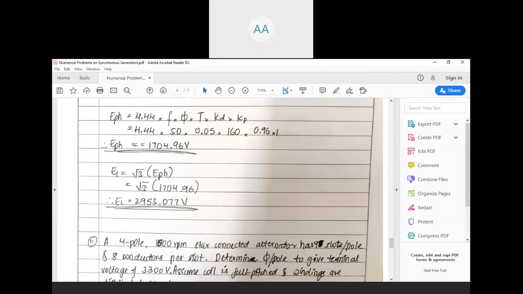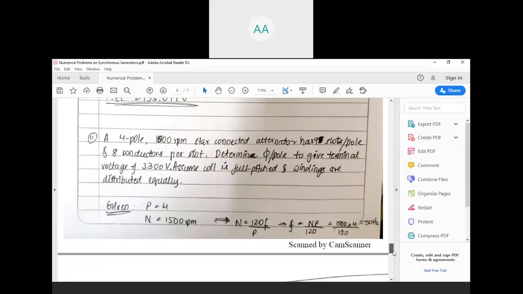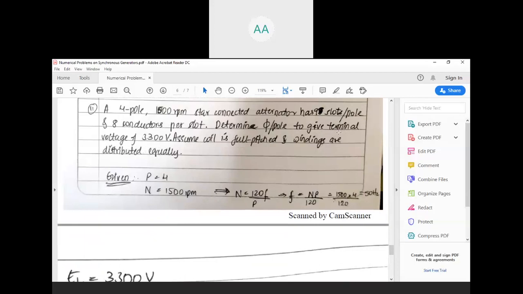So for a star connected alternator, you need to multiply the phase voltage by root 3. Again, they have mentioned a terminal voltage here. Terminal voltage 3300 volt. So you need to take it as the line voltage here. Let me go through this problem once again. A 4-pole 1500 rpm 3-phase star connected alternator has 9 slots per pole. Always remember this is 9 slots per pole and 8 conductors per slot. Determine flux per pole to give terminal voltage of 3300 volt.